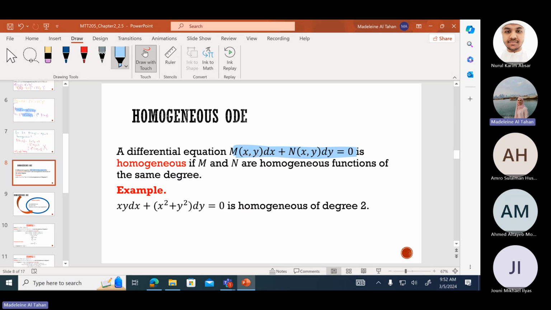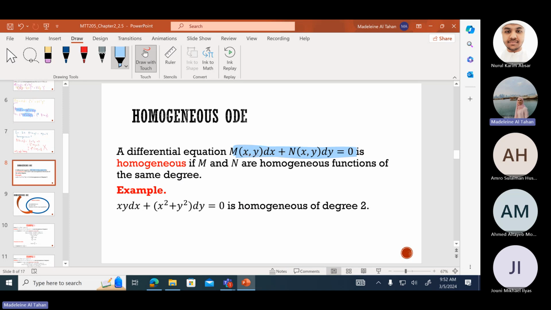But it's not necessary just to be homogeneous functions. With what? The same degree. What do we mean by same degree? If we have t squared here, what should we have? t squared. So if M has t squared, then N also has t squared. If M is homogeneous and has t cubed, and N is homogeneous and has t to the fourth, can we say that the differential equation is homogeneous? Why? They should be what? Same degree.